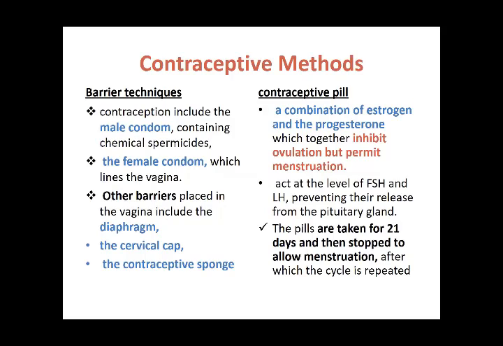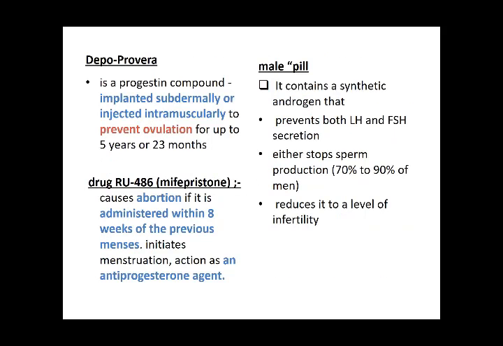Then there are certain contraceptive methods, which are barrier methods: condoms, male and female, diaphragm, cervical caps, sponges, and contraceptive pills. Basically, the function of the pills is that they interfere with the changes of the hormones which normally act on the uterus. Depo-Provera is implanted and gradually releases hormone, which prevents ovulation. Then there is a method that causes abortion, administered within 8 weeks of menses.